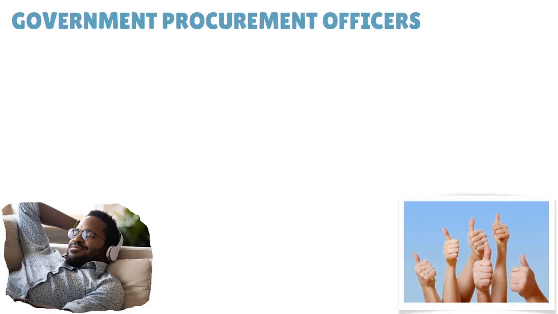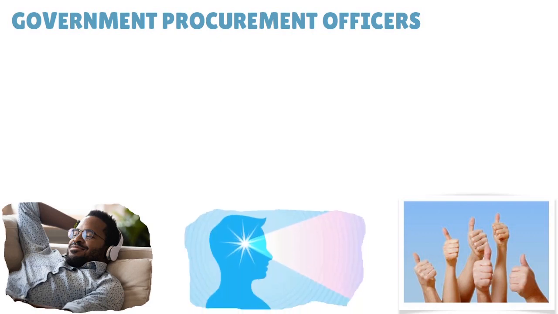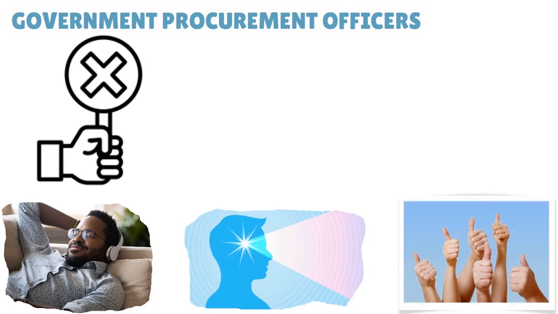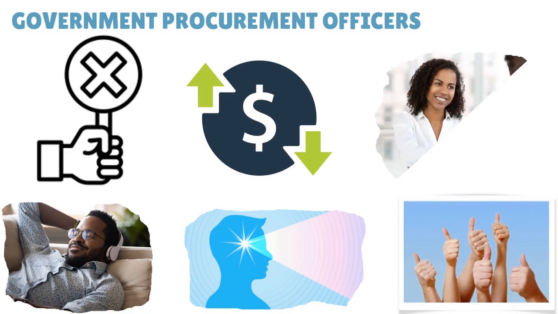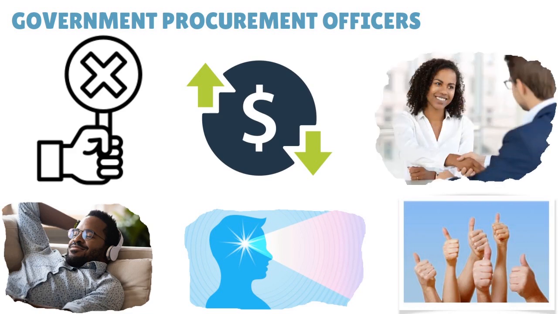You want to put yourself in the government procurement officer's shoes and see things from their point of view. If you do, you can anticipate and address potential objections, and you can be better prepared to provide detailed justification for your proposed pricing. Maintaining a professional and solution-oriented demeanor throughout the negotiations can help build trust and foster a constructive dialogue, and this is really important.